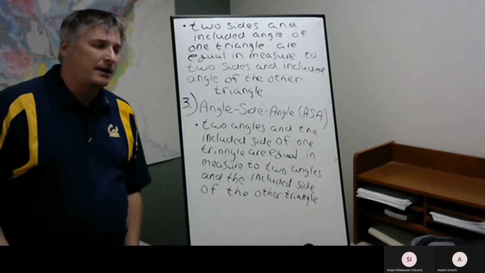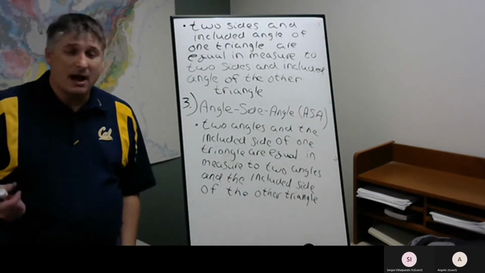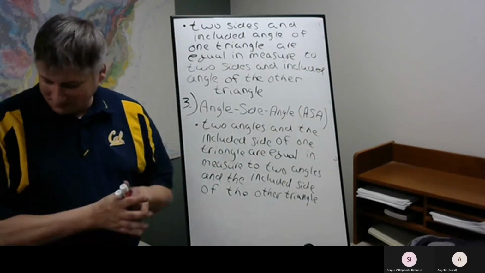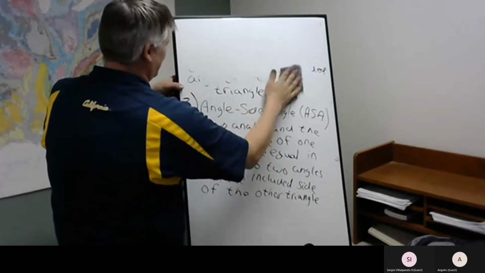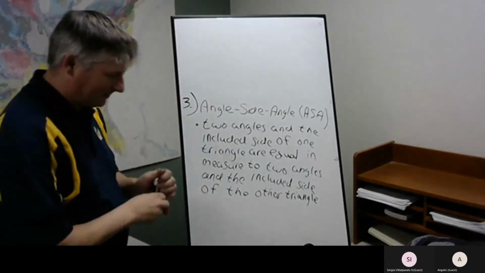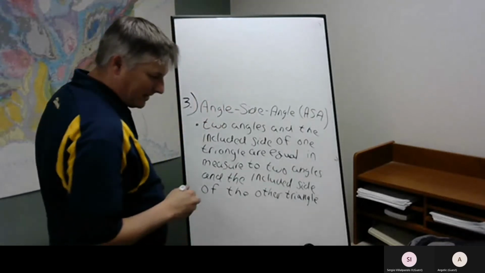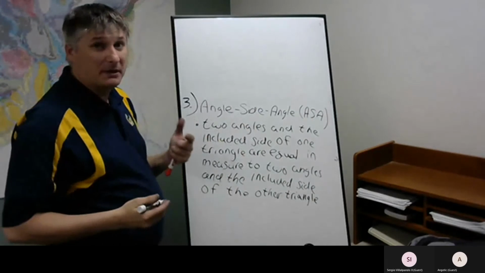So what we did last time is we had an angle sandwiched between two sides. Now we're going to have a side sandwiched between two angles. So what this would look like, and again, included is going to mean between.